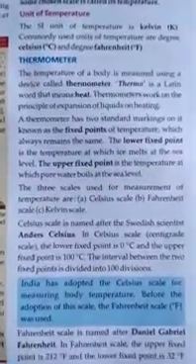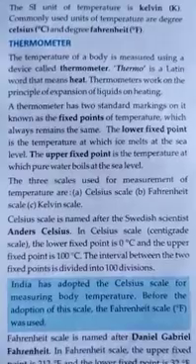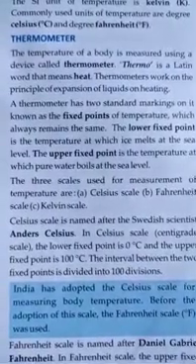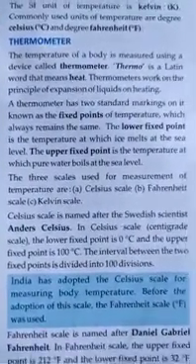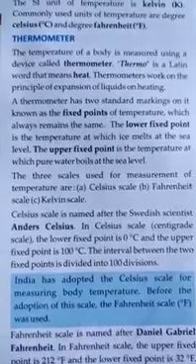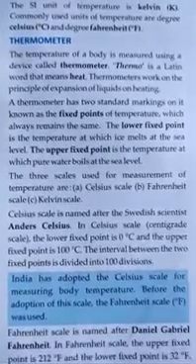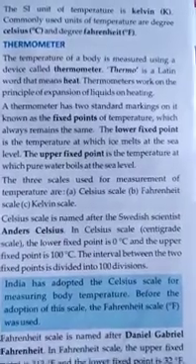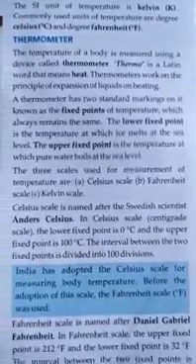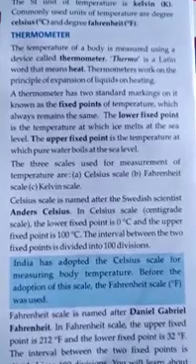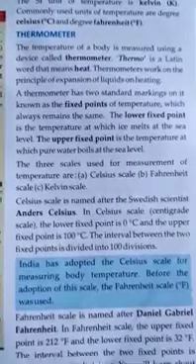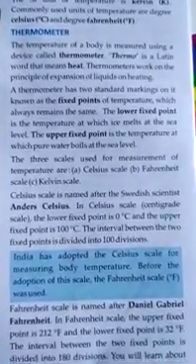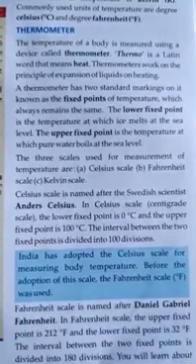Now, what is a thermometer? The temperature of a body is measured by using a device called a thermometer. Thermo in Latin means heat, and a thermometer works on the principle of expansion of liquid on heating, which I already explained to you. The thermometer has 2 standard markings on it, known as the fixed points of temperature, which always remain the same.